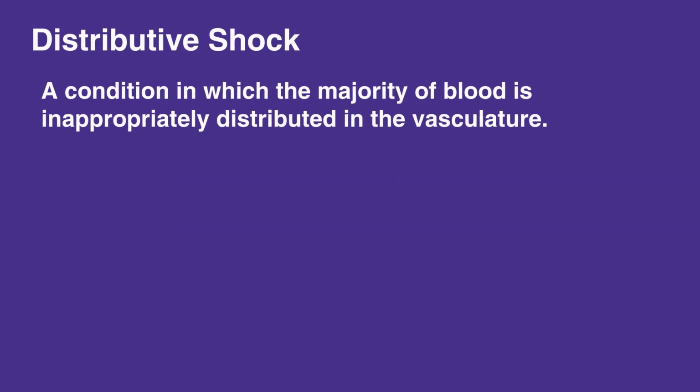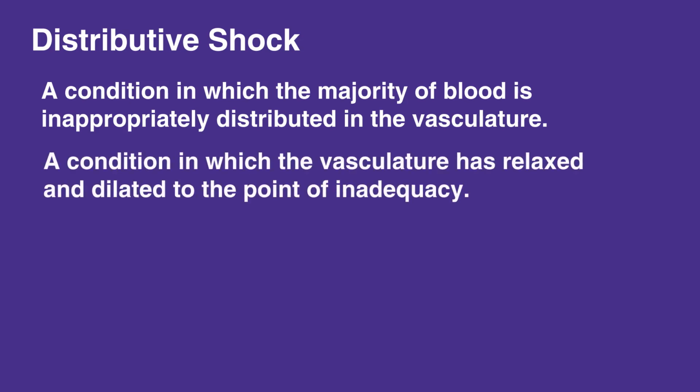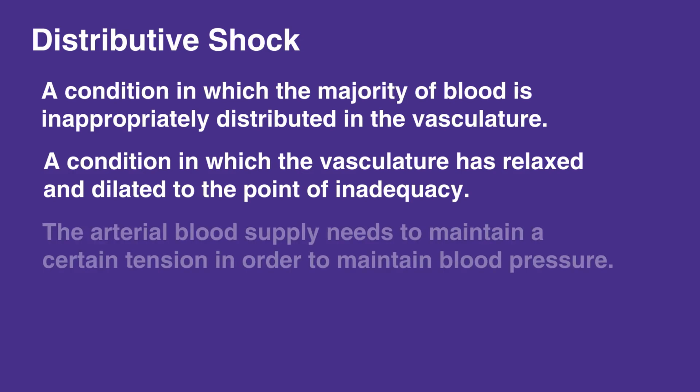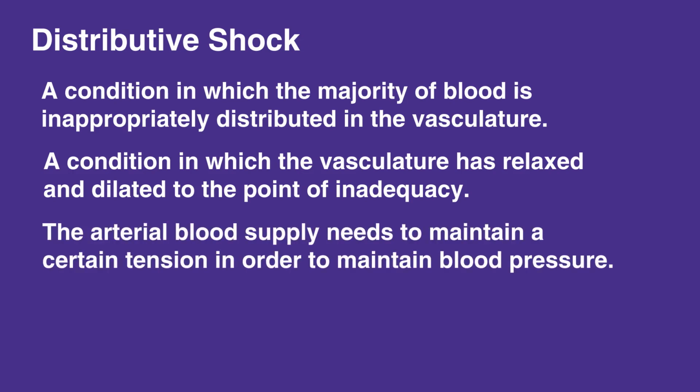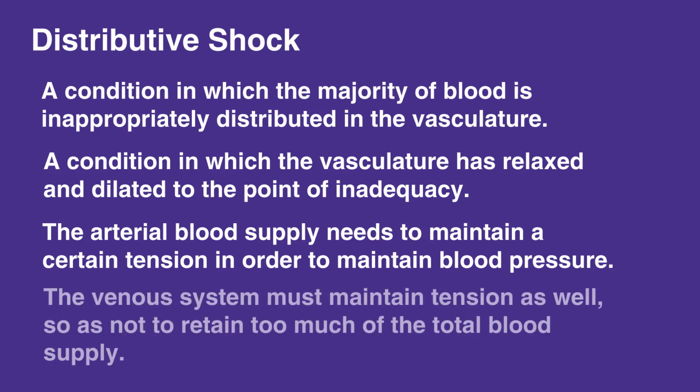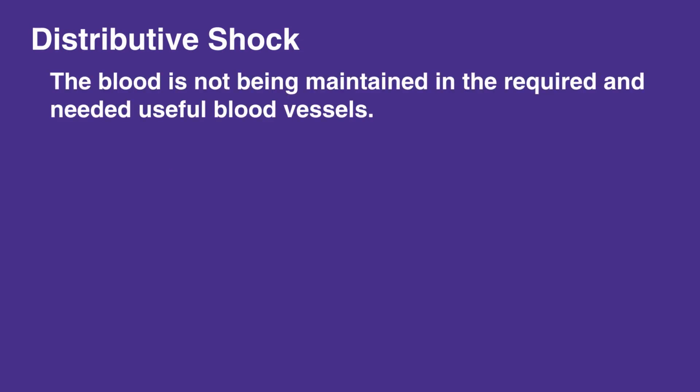Distributive shock is a condition in which the majority of blood is inappropriately distributed in the vasculature. A common way to conceptualize distributive shock is as a condition in which the vasculature has relaxed and dilated to the point of inadequacy. The arterial blood supply needs to maintain a certain tension in order to maintain blood pressure. Likewise, the venous system must maintain tension as well, so as not to retain too much of the total blood supply. In distributive shock, the blood is not being maintained in the required and needed useful blood vessels.